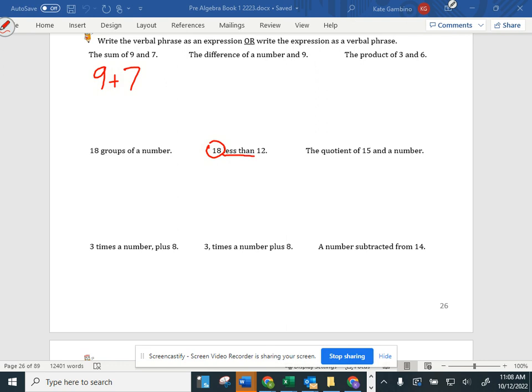When we see less than, we know it's going to be 12 minus 18, because we want 18 less than 12. So when you see that less than, it's not the way your brains normally think. Normally we're going to say, okay, 18 minus 12. But that's not telling me what 18 less than 12 is. So you have to be careful when you see that less than.